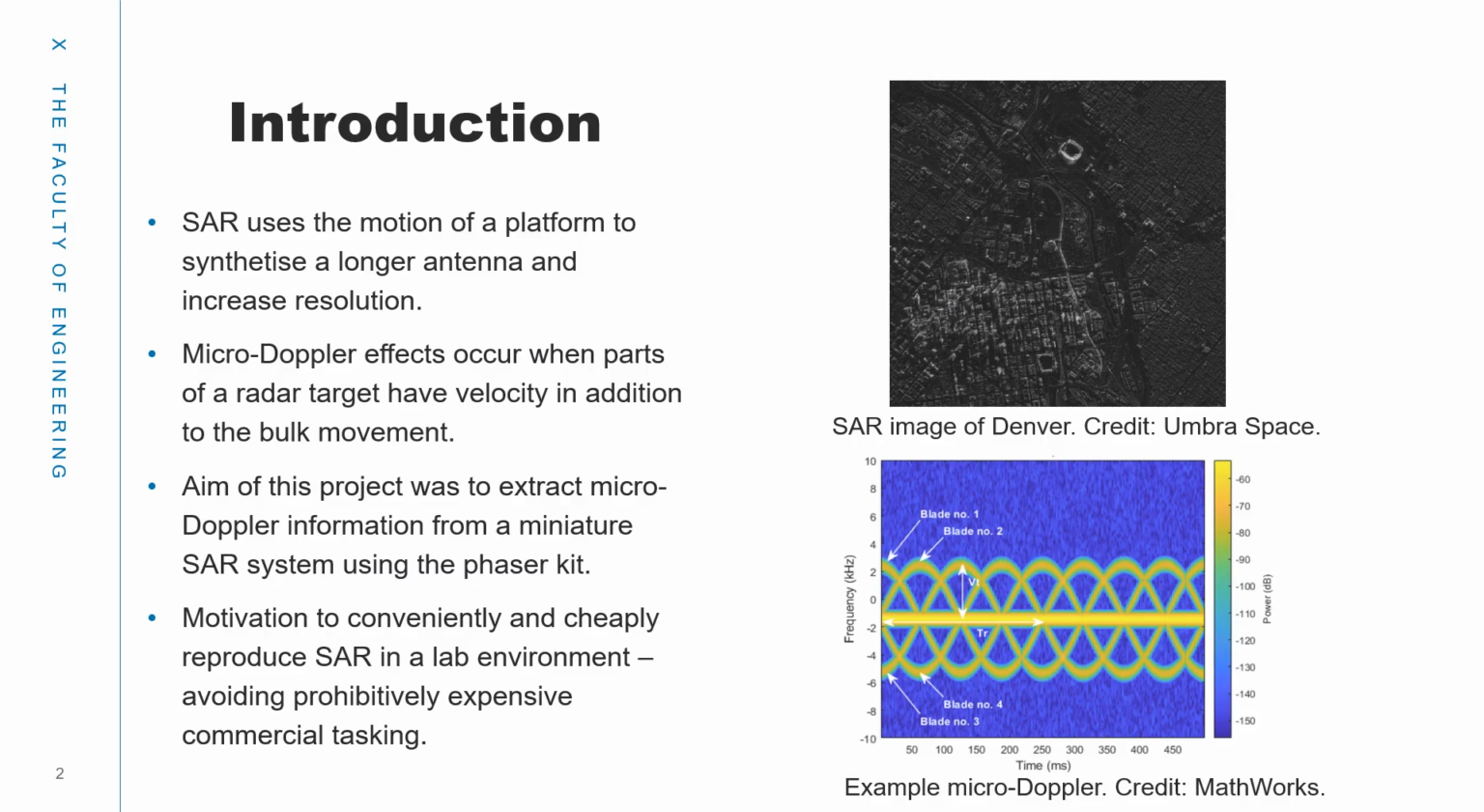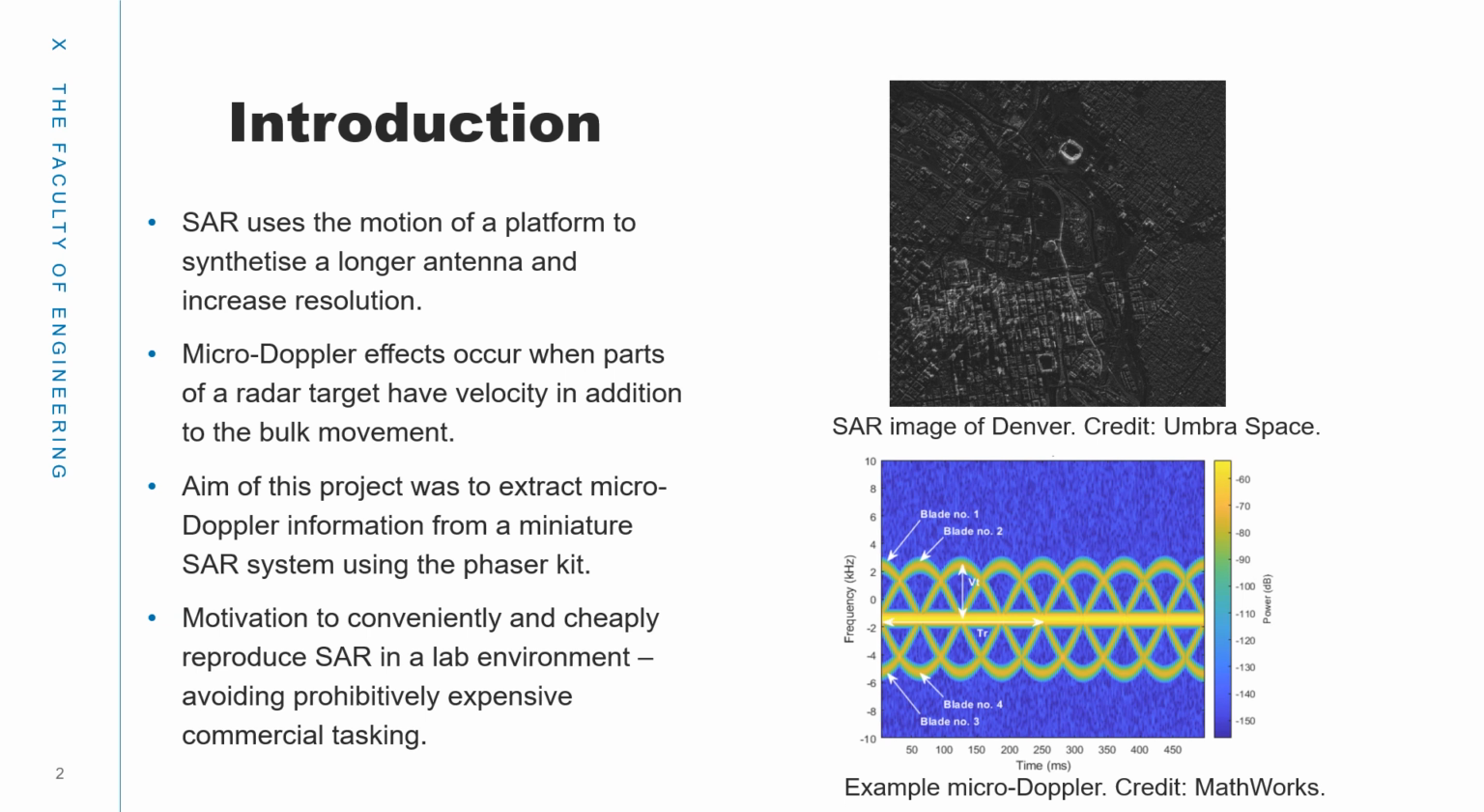Let's begin by discussing what synthetic aperture radar, or SAR, actually is. SAR is a technique that utilizes the motion of a radar platform, typically airborne or spaceborne, to effectively synthesize a longer antenna. This process increases the spatial resolution of the radar beyond what would be possible with the physical antenna length alone. By moving the platform over a target area, it is possible to generate high-resolution images, such as the SAR image of Denver you see on the right-hand side.